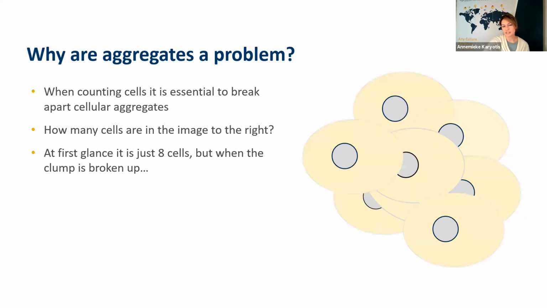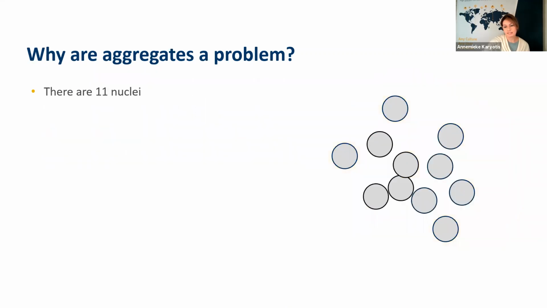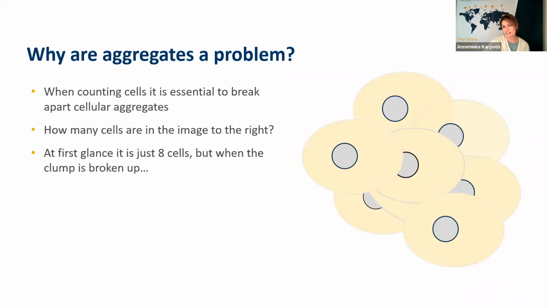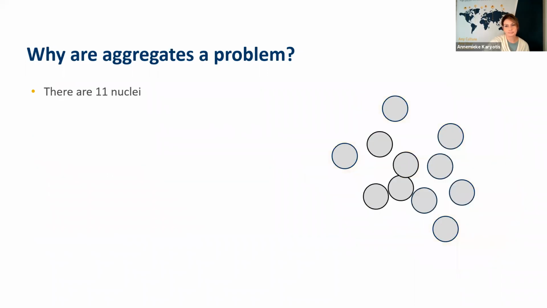And here's just a reflection of why aggregates are a problem. Whether it be machine or human cytometer, it's very hard to enumerate that. If you look at first glance and count them, you get 1, 2, 3, 4, 5, 8 cells. However, when we deaggregated them, there were 11 nuclei. That's because when you go into that kind of 3D cluster of cells, you don't know how many other cells are lurking within that cluster or underneath that cluster that you can't see.